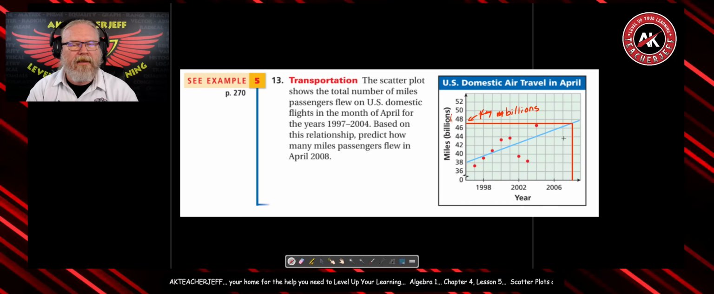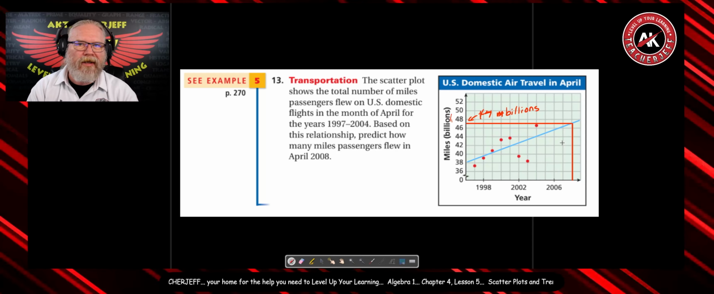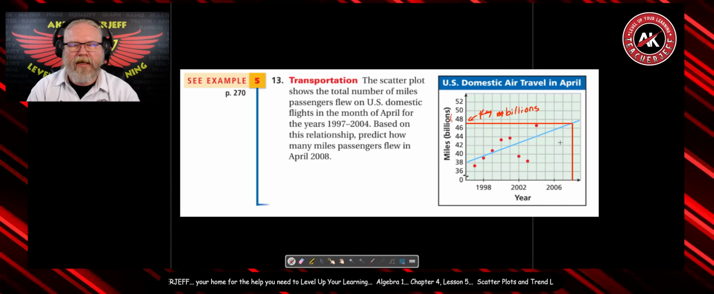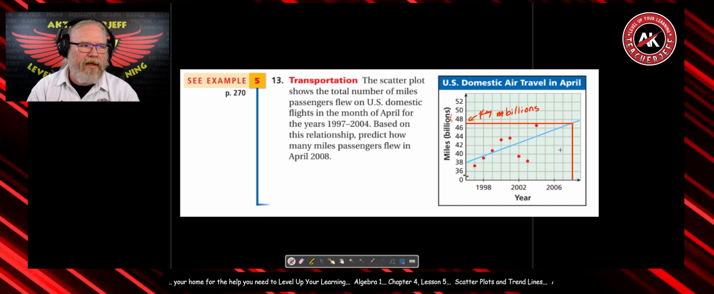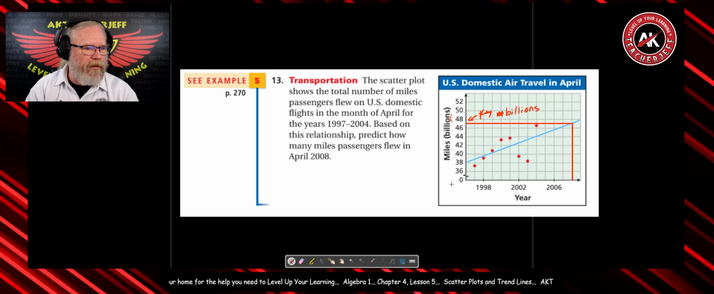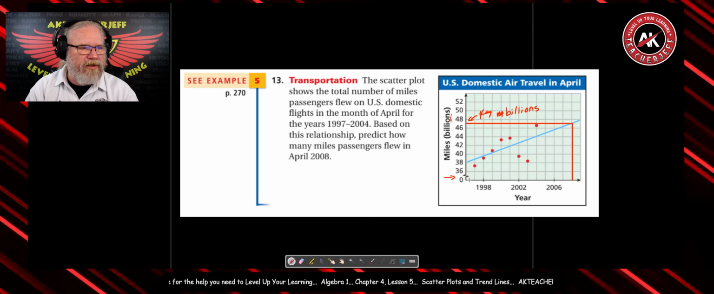2008. Somewhere way down this graph is 2020, 2021, where it suddenly dropped because everybody was quarantined at home with COVID.